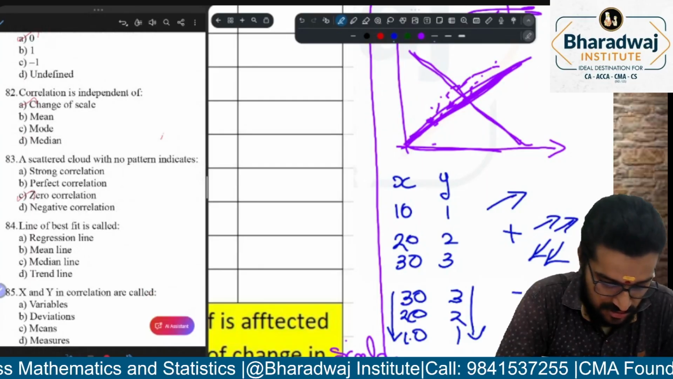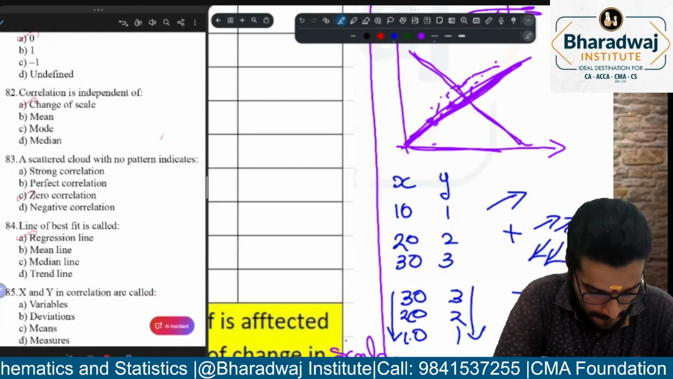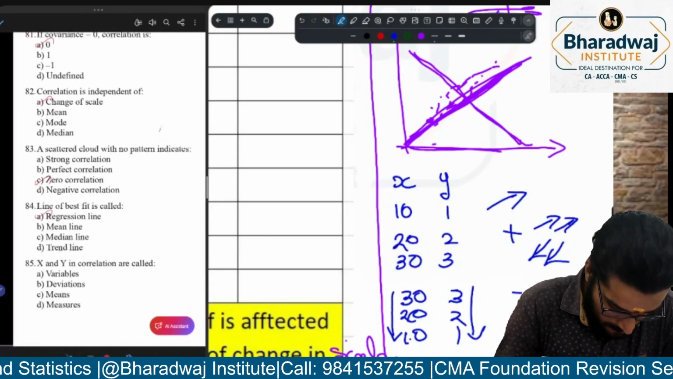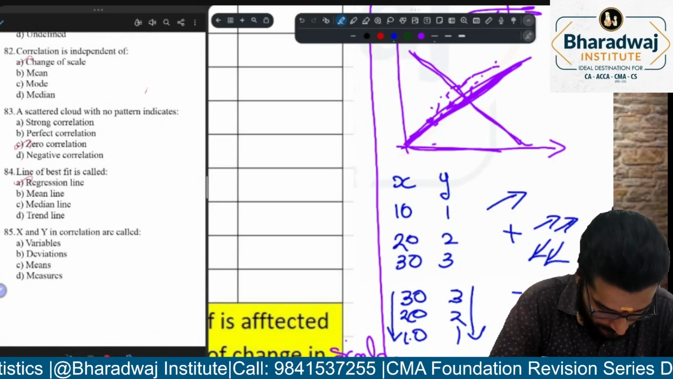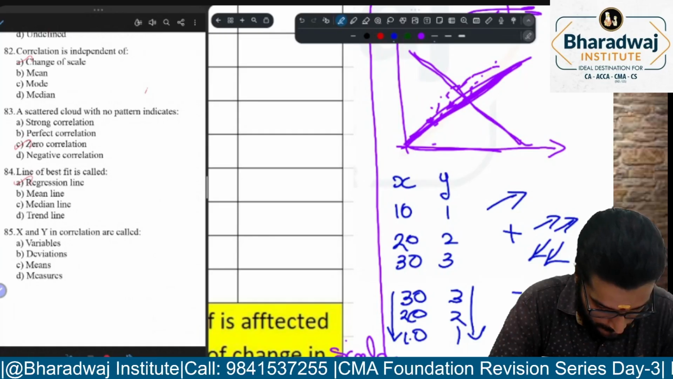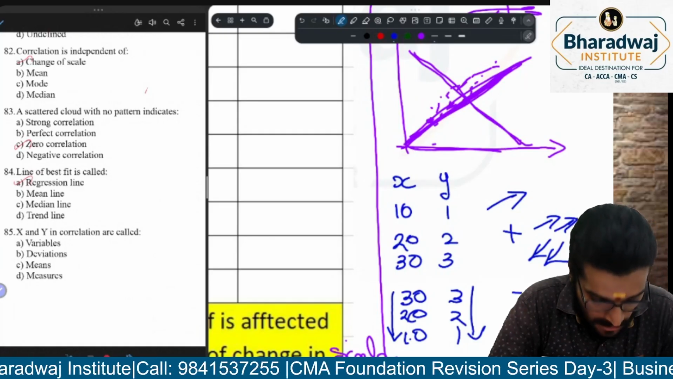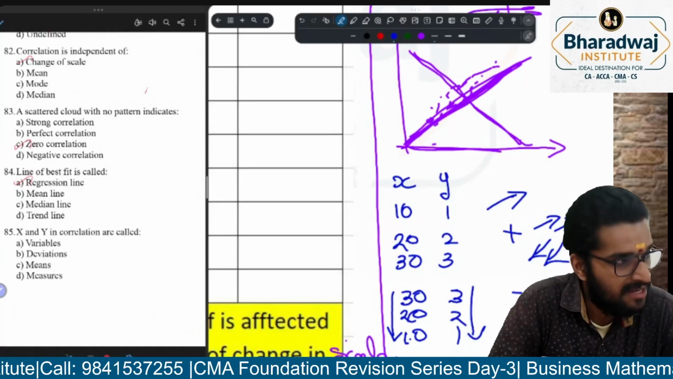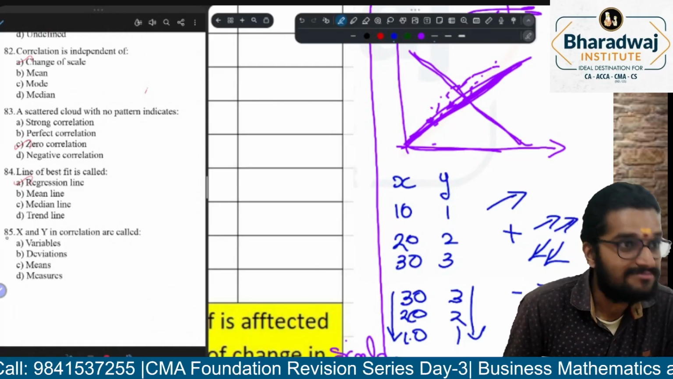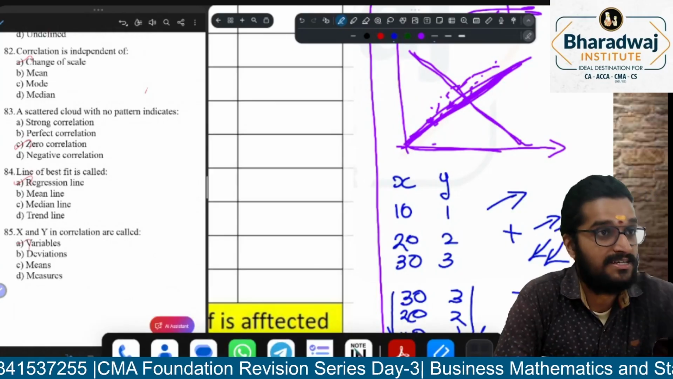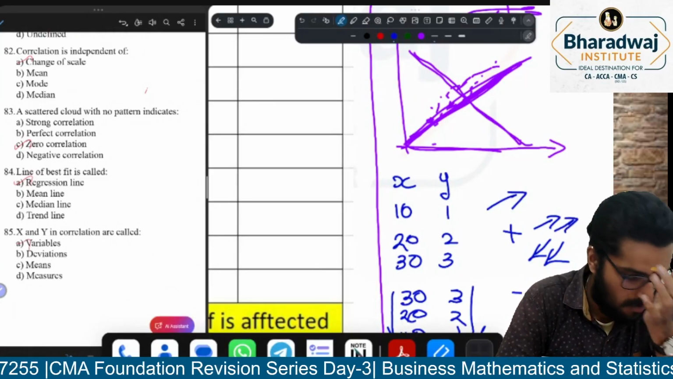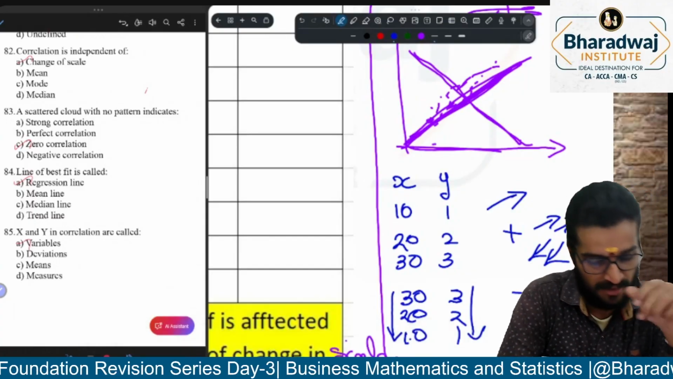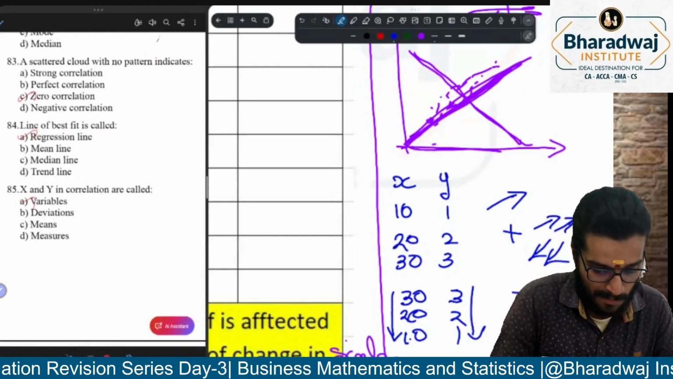Line of best fit is called the regression line. If x and y are in correlation... No, something in the question is wrong. Okay, x and y in correlation are called variables. Deviations means measures. X minus x bar is the deviation, whereas the variable values, that is x and y, we call variables only.